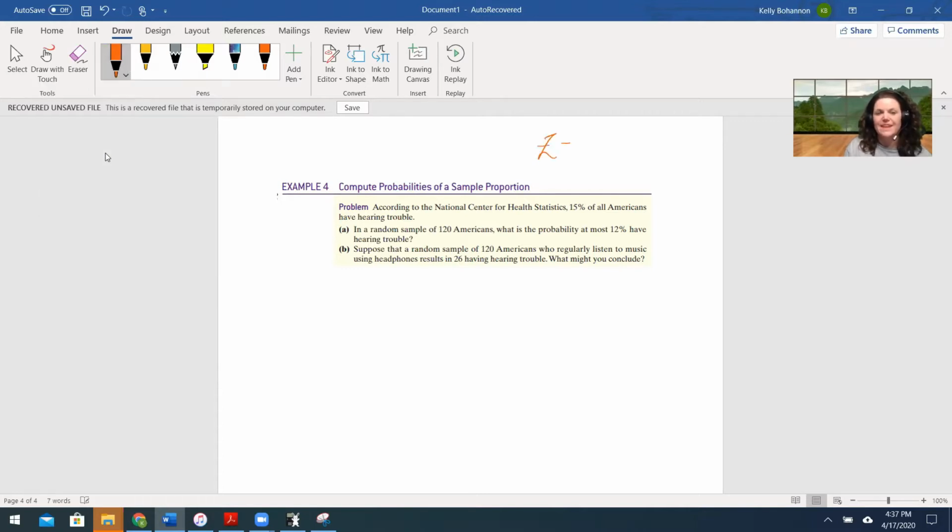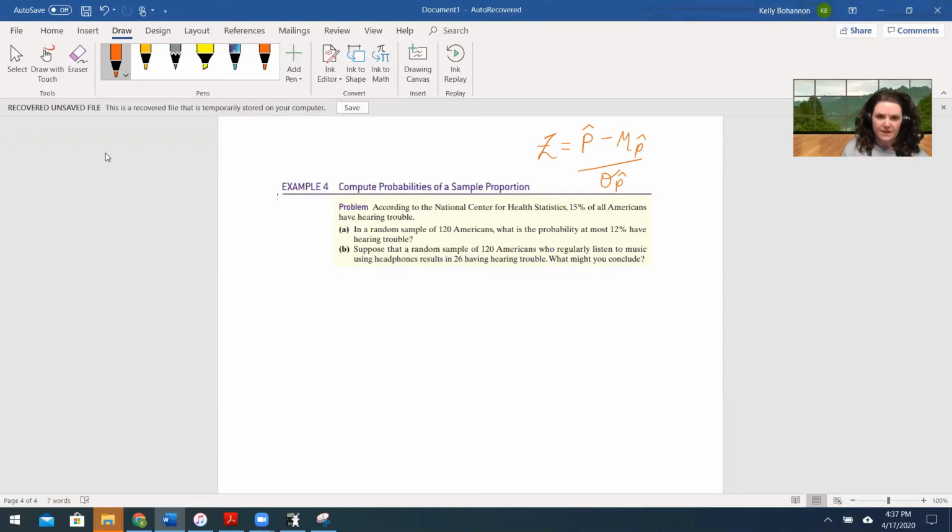This is the Z formula, but in this case, instead of X, we're going to use P hat minus the mean of P hat over the standard deviation of P hat. It's essentially the same formula. Once you get a Z-score, you go to the Z table and find your probabilities.